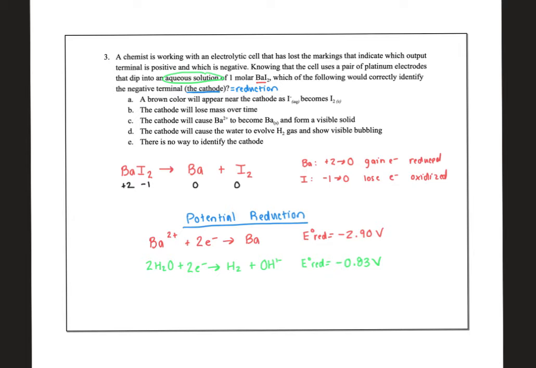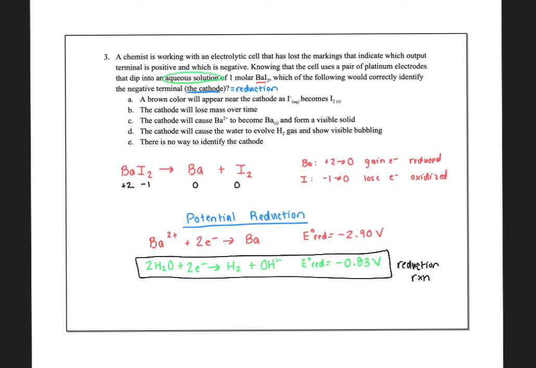So we pick the one that is more positive, which is this guy here. So this is the reaction that is happening at the cathode because it has the more positive potential. So now let's look. We know this is happening. Let's look at the choices.